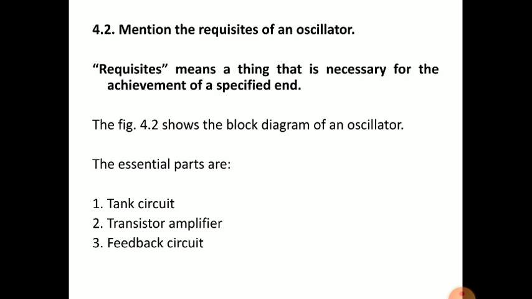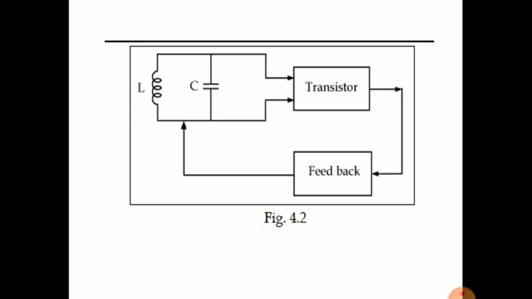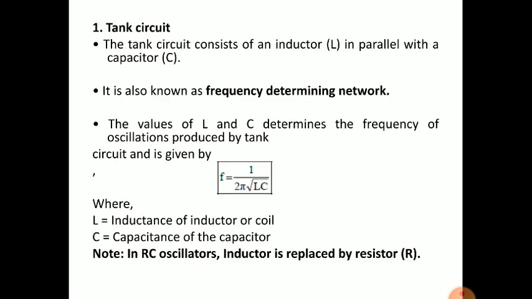Requisites are the minimum conditions, or whatever blocks and inputs we should give to produce the oscillation, that is, a tank circuit, a transistor amplifier and a feedback circuit. From this block diagram you can see the tank circuit. The output of the tank circuit is applied to the transistor amplifier, and the feedback is given from the output of the transistor amplifier to the tank circuit. So there is no external signal Vs applied here, but the transistor amplifier will amplify the oscillations we are getting from the tank circuit.